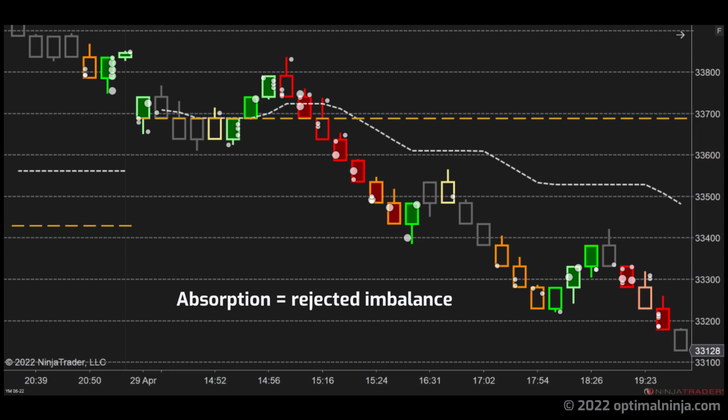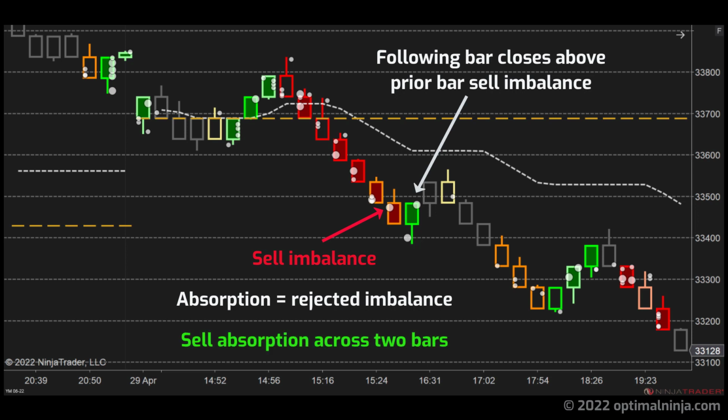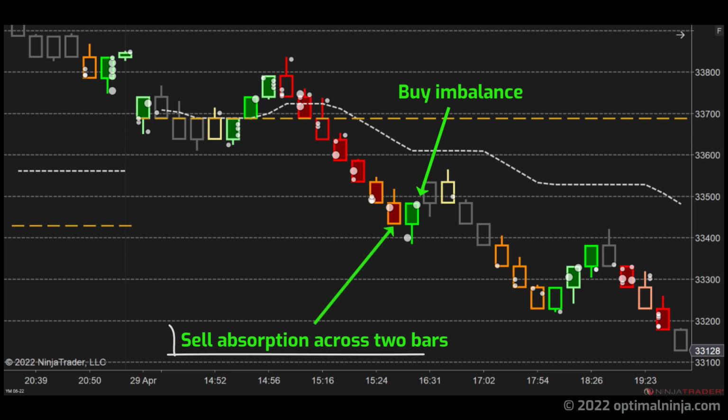So for example, on this bar, sellers pushed price down. You can see the large sell imbalance here, but were absorbed by buyers stepping in and pushing price back up to close above that sell imbalance level on the following bar. So we had sell absorption across these 2 bars. And we also had buy imbalance on the current bar, that's this level here. And when we have those 2 conditions together, that's sell absorption on the prior bar plus buy imbalance on the current bar, optimal imbalance paints the bar with a lime green outline, which is our strongest 2-bar up signal.